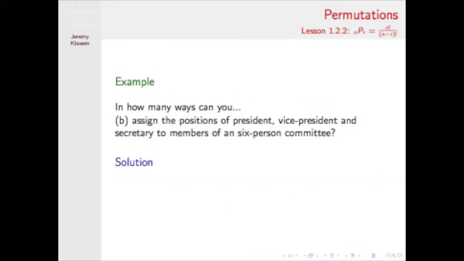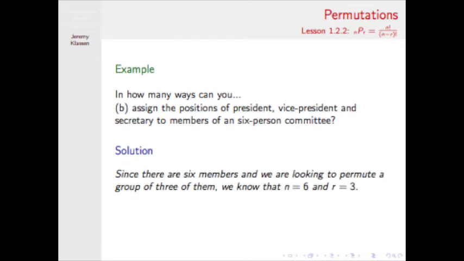How many ways can you assign the positions of president, vice president, and secretary to members of a 6-person committee? Now it's not always obvious that this is a permutation question, but in this case it is because we're assigning positions. If you change the positions, then you change the makeup of this group here. Just ask the president. If that person wasn't the president, that would be a completely different group. So order matters here.